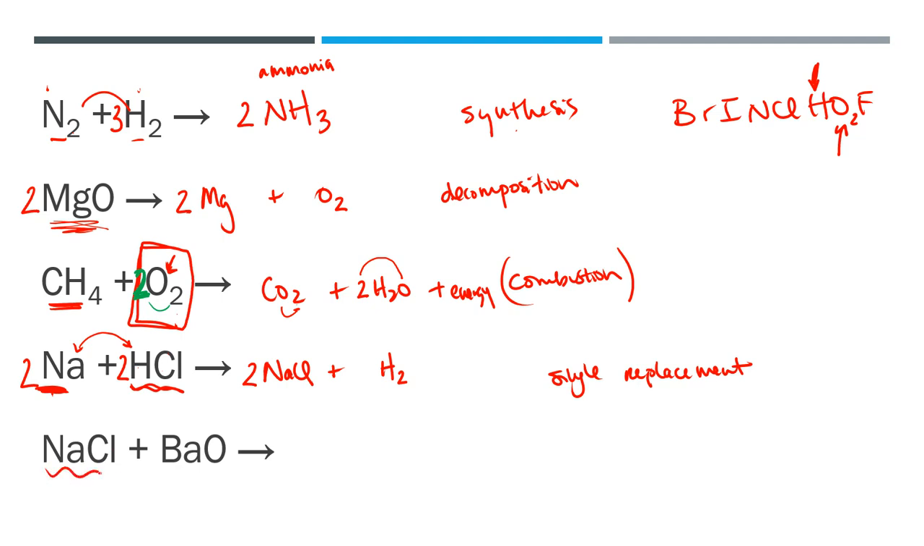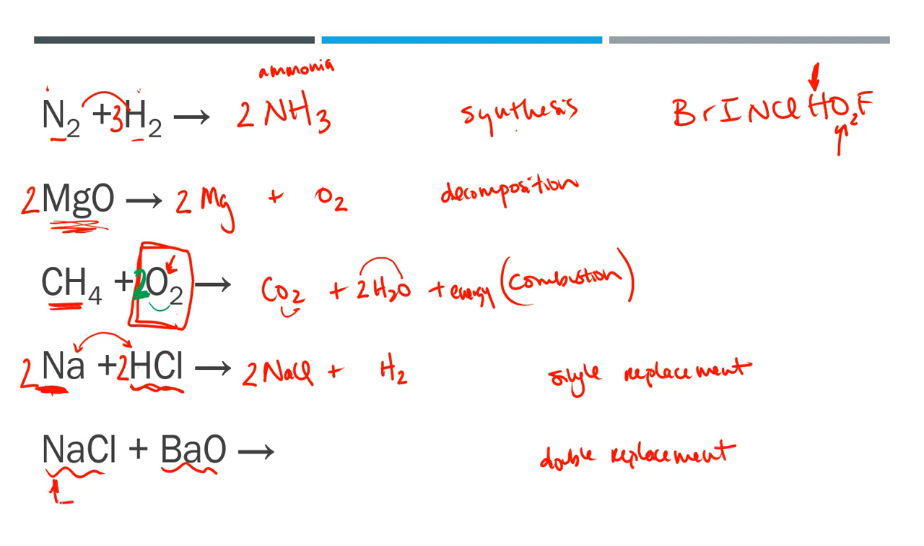Last one, I have compounds. There is no single element, and I have more than 1 compound, so it can't be decomposition. There's only 1 compound in decomposition, and I have 2 compounds. This is going to be our double replacement reaction.